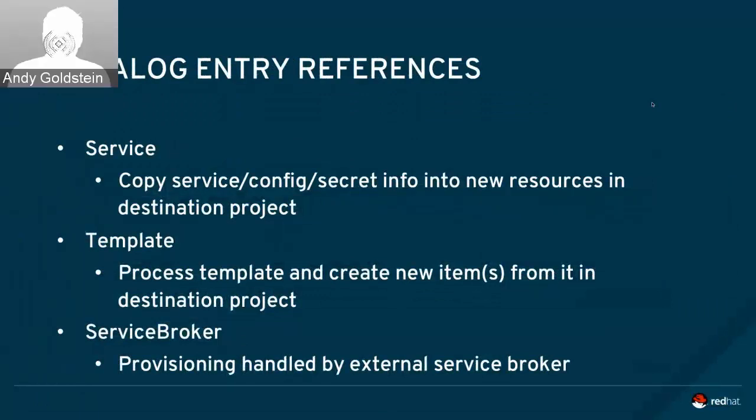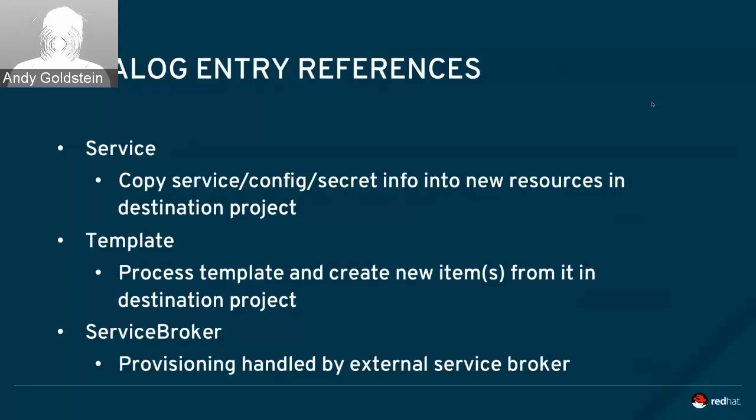So I mentioned that there's different types of catalog entries or entry references. One of them could be service, and that's the example that we just looked at, where the controller would copy the service and any associated configuration and secrets. It'll copy that information into new resources in the destination project. So that's where John's project got new resources with the data copied from Andy's project.